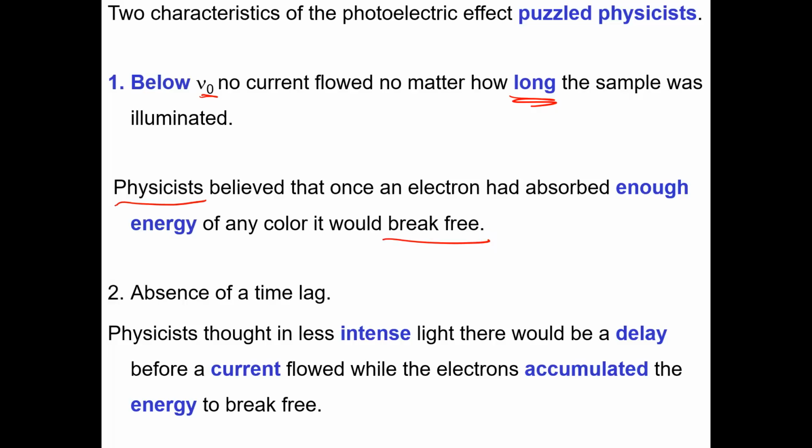Now, the other thing that was weird, and it's kind of related to the same idea, is that there was never any time lag between when you shone the light and when you got electrons out. Physicists thought that if you shone less intense light, then you'd have to wait a little while before current would flow while the electrons accumulated enough energy to break through. That doesn't happen. It either works or it doesn't. And what determines if it works is if you're above the threshold frequency.